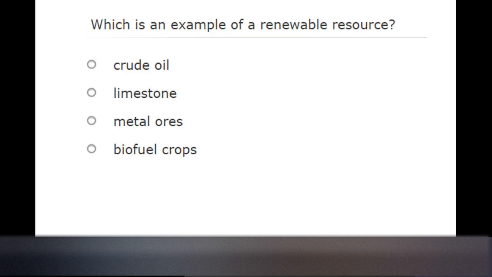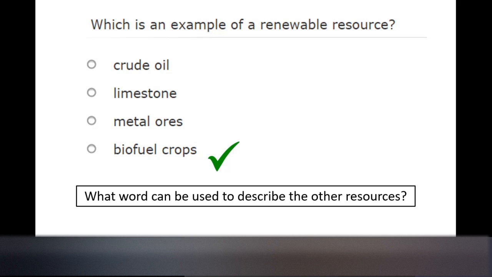Okay, good. A lot of people are saying biofuel crops. Number 4, good. So this is an example of a renewable resource. Something is renewable when it will not be depleted over time, either because it can be replaced or because there's an infinite amount of it. So, a question that I've asked here, what word can be used to describe the other resources? Write that in the chat. Crude oil, limestone, metal ores.